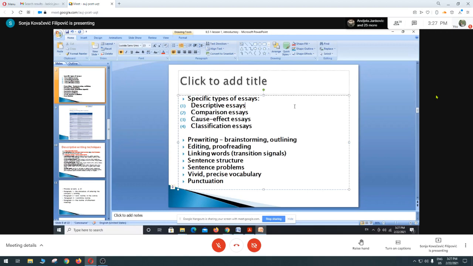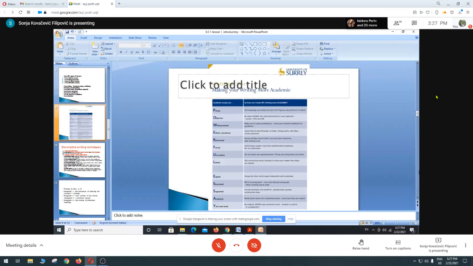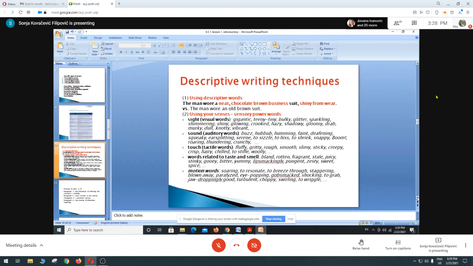Then we're going to be considering in more depth linking words or transition signals, some other aspects of sentence structure or sentence problems, in addition to those that we already practiced in the previous semester. We're going also to focus on precise and vivid vocabulary and punctuation elements. This is something we're going to discuss another time.